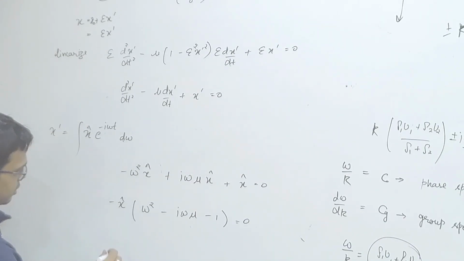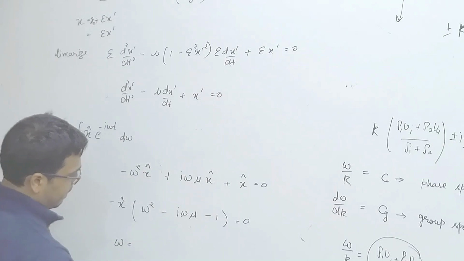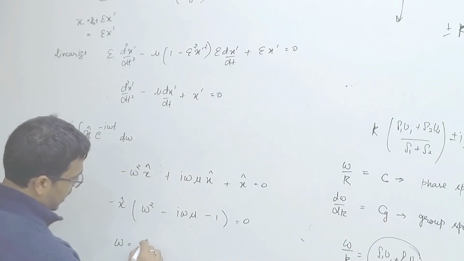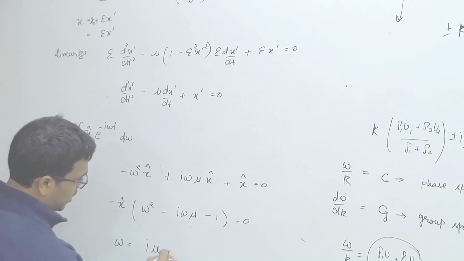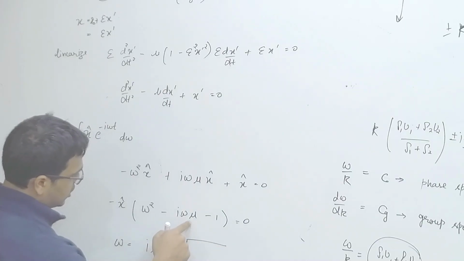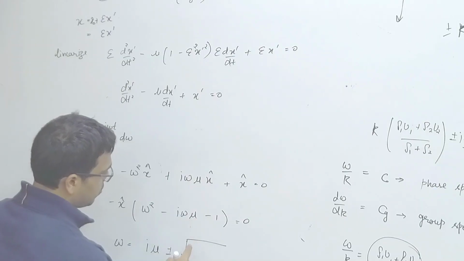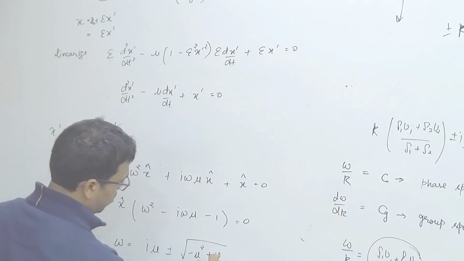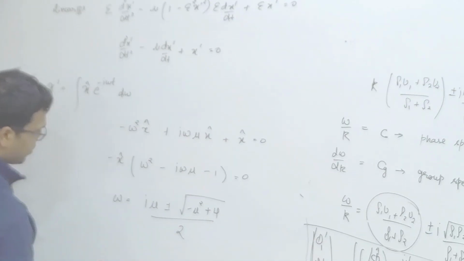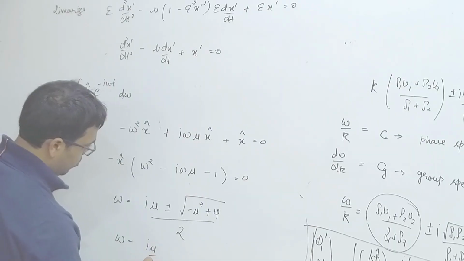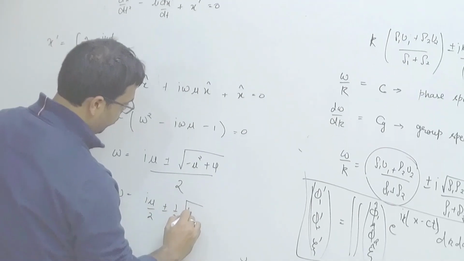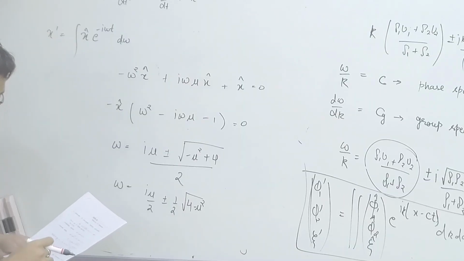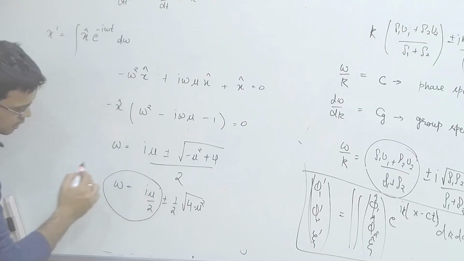What are the roots of this? Omega is what? Omega is i mu plus minus the square root of b square minus 4ac, which gives minus mu square plus 4, divided by 2. So omega equals i mu by 2 plus minus half of square root of 4 minus mu square. So you see omega has an imaginary part.